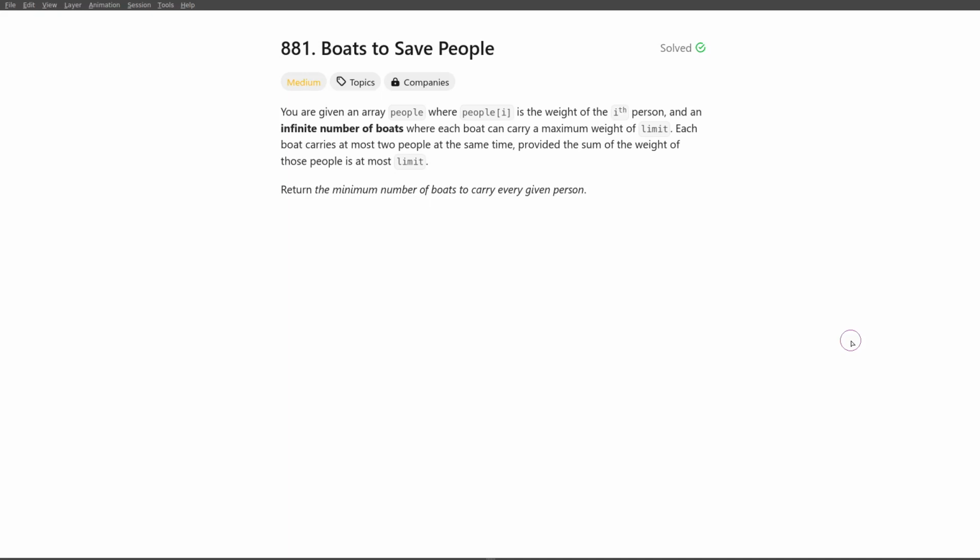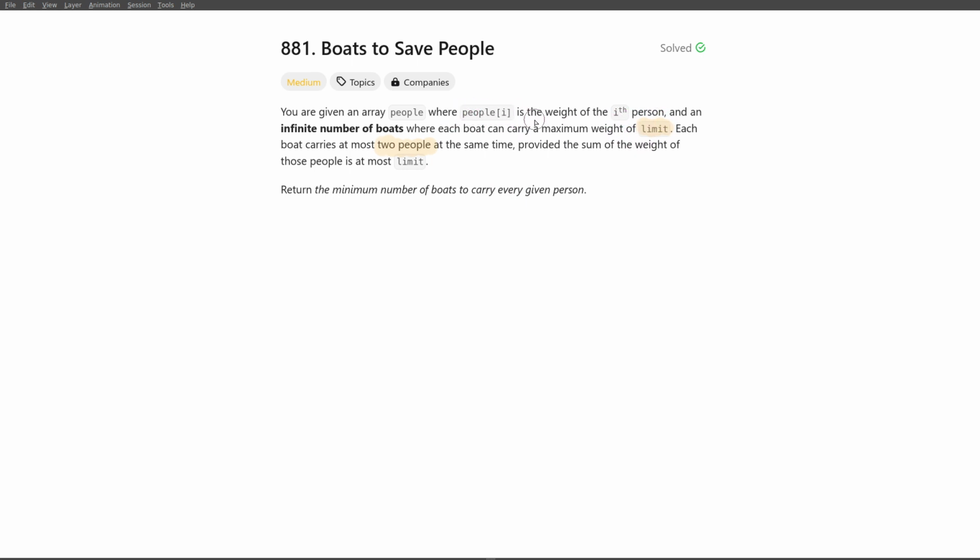Hello everyone, today we'll talk about the problem boats to save people. We want to transport some number of people using boats. Every boat can carry up to limit kilograms at a time, and also up to 2 people at a time. So essentially you can either send a boat with a single person or 2 people, as long as their total weight does not exceed the limit.